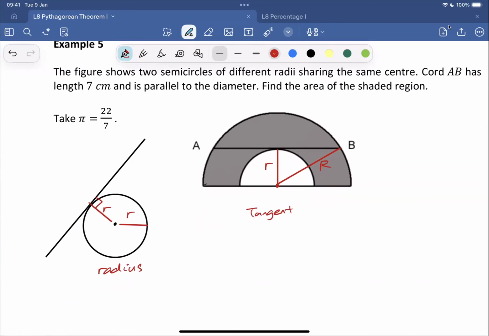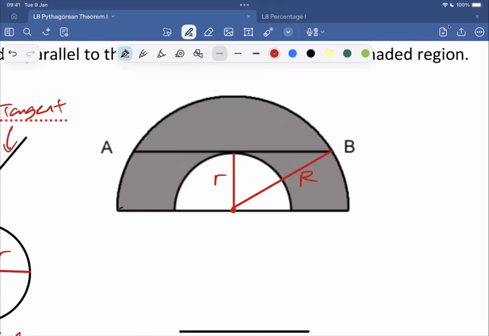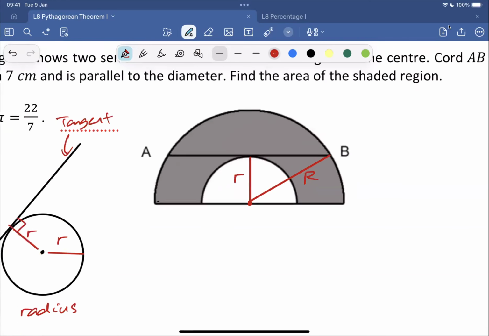What is a tangent? The line that touches the circle at only one point. A straight line that touches a circle at only one point. So this line is a tangent, yes or no? So can you look at this diagram and tell me which line is a tangent? AB. Yes, because AB touches the small semicircle only at one point. Yes or no? So what is the angle there?